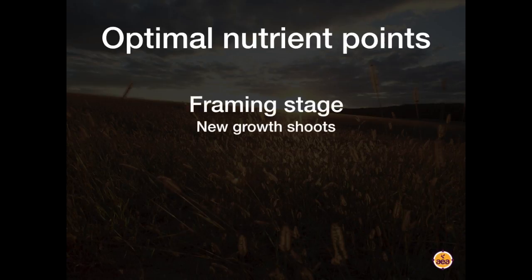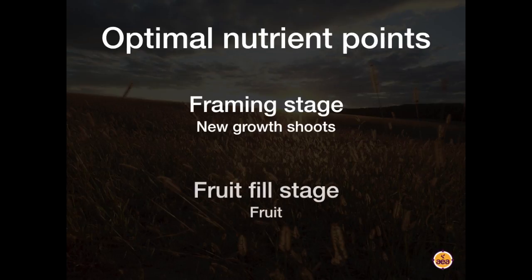The plant will do everything in its power, everything in its capacity, to keep the new leaves at the new growth shoots perfectly balanced with nutrition. It will sabotage other parts of the plant to keep optimal nutrients at the new growth. And this is during the framing stage, during vegetative stages. And then during the fruit fill stage, reproductive stages, the optimal growth nutrient point is the fruit. At this point, it will now sabotage older leaves. It will also sabotage new leaves to fill fruit.